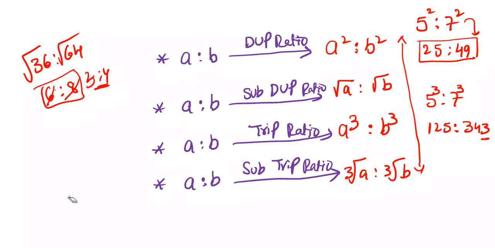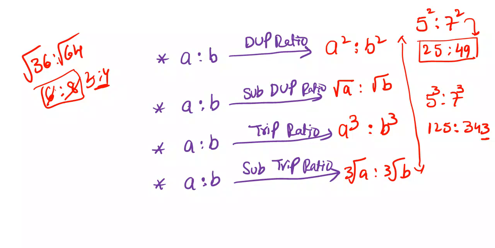So a is to b duplicate ratio is a square is to b square. A is to b subduplicate ratio is root of a is to root of b. A is to b triplicate ratio is a cube is to b cube. A is to b subtriplicate ratio is cube root of a is to cube root of b. Clear guys, all of you? Any doubts regarding these 4 points?